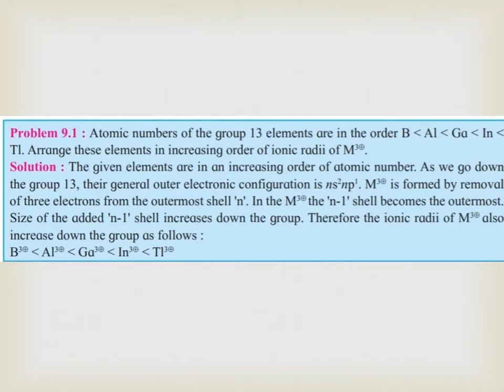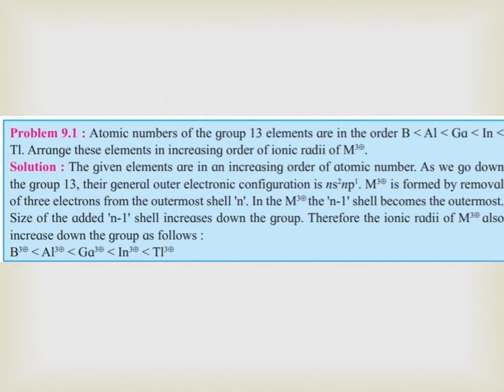Now my dear students, we know that as we move down the group, the atomic number goes on increasing. So for group 13 elements, the atomic number of thallium is the highest, whereas that of boron is the lowest. Now we are told to arrange these elements in increasing order of ionic radii of M3+. Students, what do we understand by ionic radius? It is basically the distance of the valence shell electrons from the center of the nucleus in an ion.